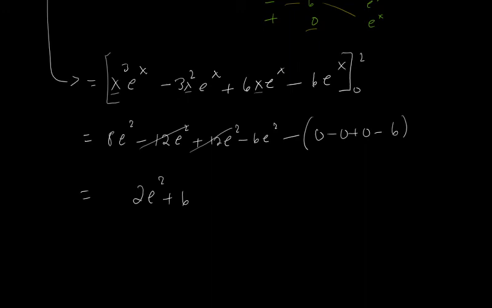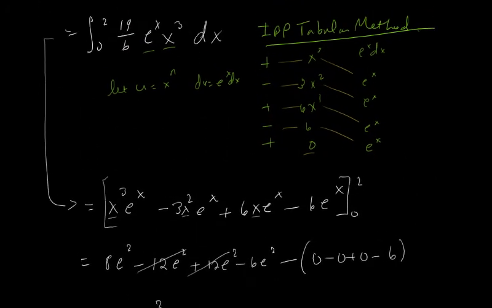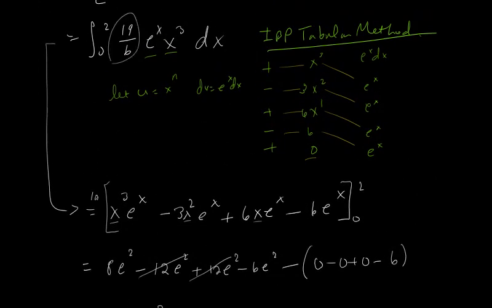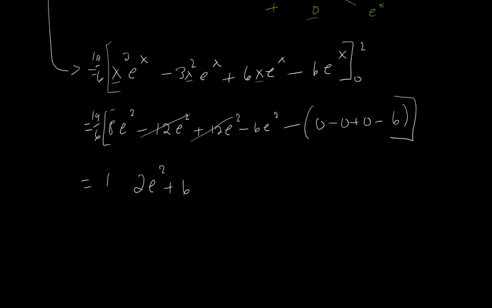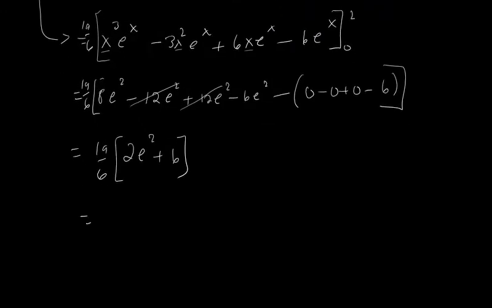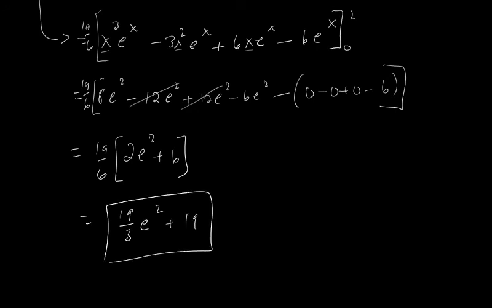Minus negative is plus 6. Okay, ooh, you may have noticed I dropped something. Where did it go? Here, I dropped the 19/6, so I should have a 19/6 out front here. So this should be multiplied by 19/6. Shame on me for that. Okay, so we can simplify this a little bit. So we'll get 19 times 2 divided by 6 would be 19/3 e squared plus 19. And there we have it. Let me double check. Yes, there we have it. So that is our final answer, and that is correct.